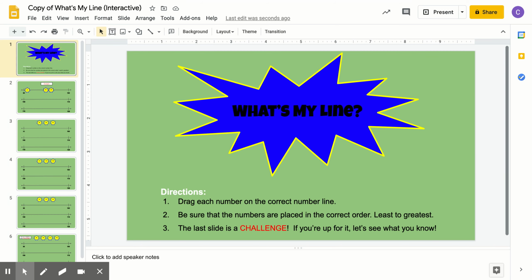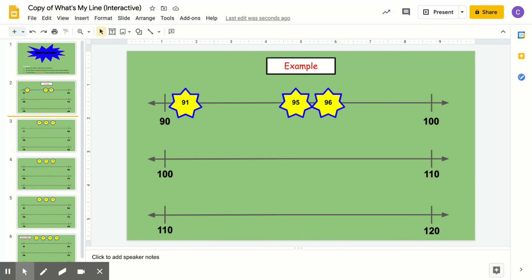Hey, first graders, in this activity called What's My Line, we're going to be dragging each number to its correct number line. We're going to make sure that the numbers are placed in their correct order, so from least to greatest. And in the last slide, we're going to see what you know, okay? So that's going to be our challenge for today. Here's an example that they did.